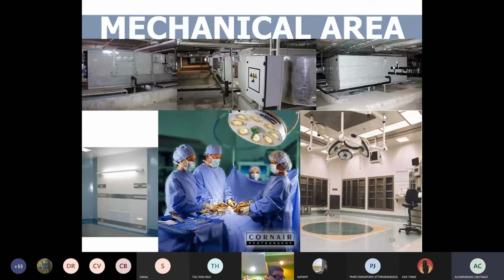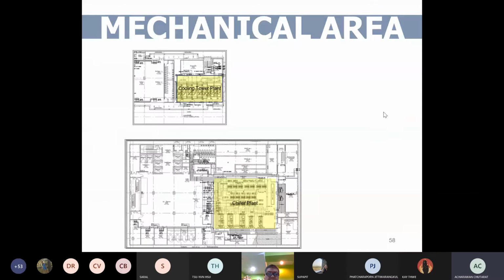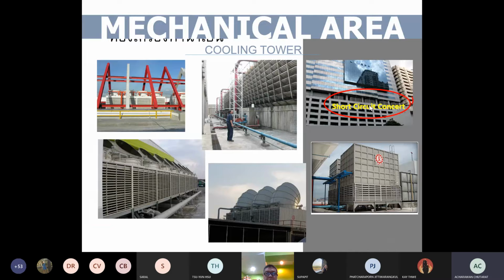How many meters should we be too far apart? You said the cooling tower plant and chiller should be closer to each other. Then how far are we allowed to have the location different? It depends. It depends on the location. Sometimes the location is not suitable. We cannot say okay. What is the rule of thumb? No, it depends on the space that you use and the design.